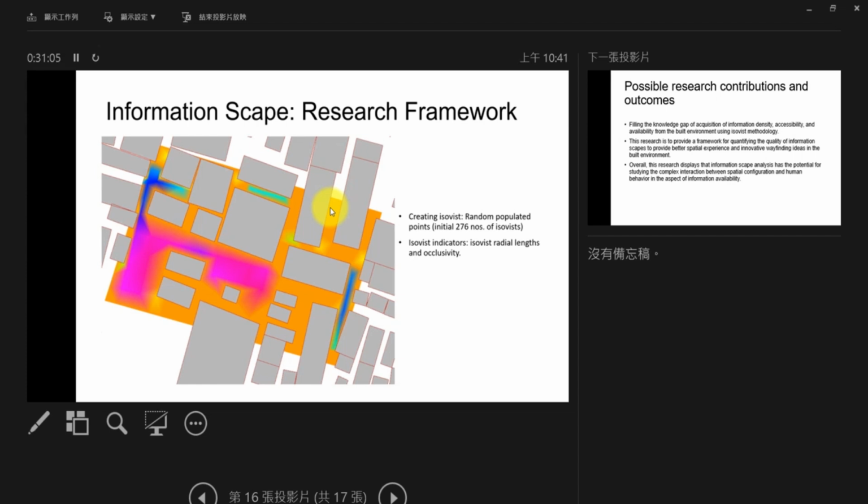This is the base map, and when I ran a simulation, I found that in that area we can see a lot of the marginal color. At that area the minimal isovist areas are optimal for access to the information. This is my current state of research, and I will implement it based on the isovist radial length and exclusivity later on.